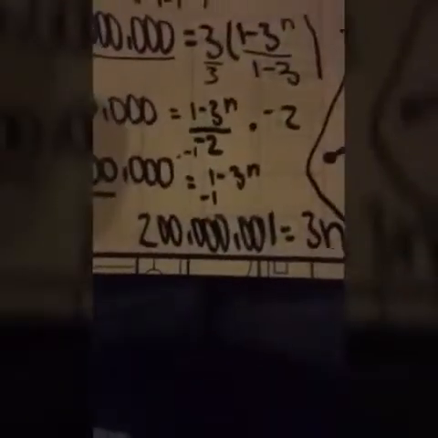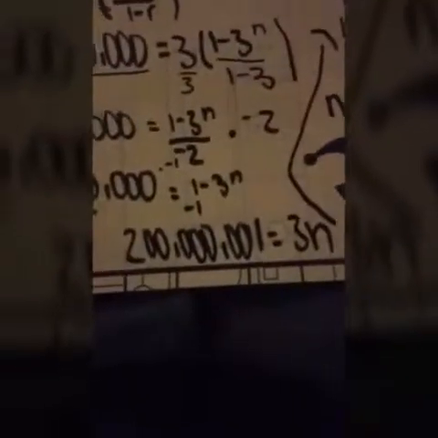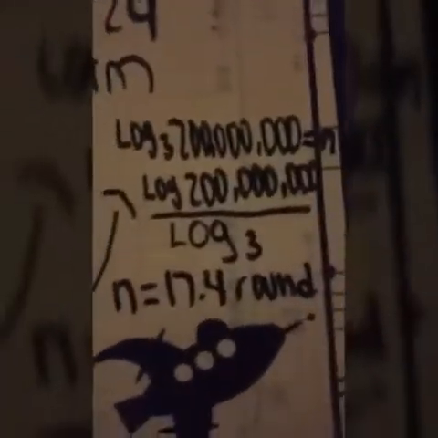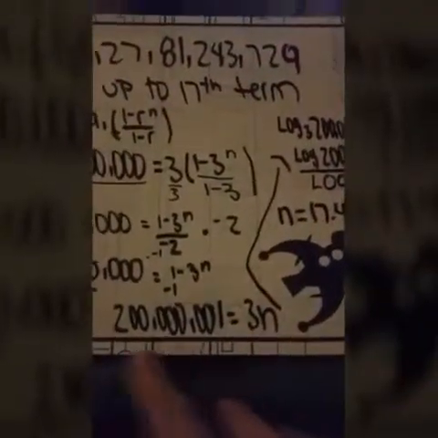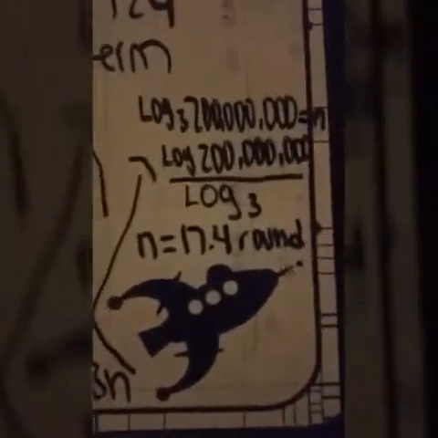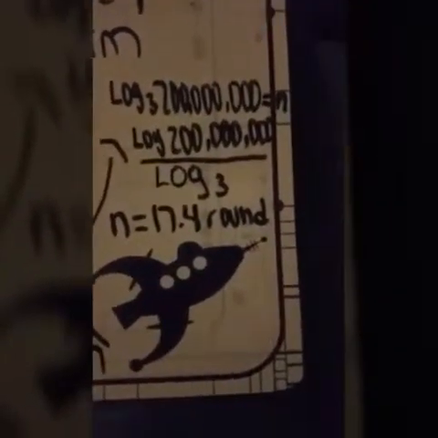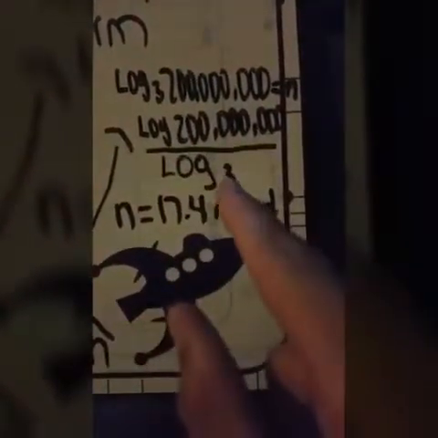So now, not your final equation, you have 200 million and 1 equals 3 to the n. Now from here, you will want to put it into log form. So you would do log base 3, because whatever is right here, the base, you will put for your log, and whatever is on the other side, the number you're equaling to, would be your top number. So log base 3 of 200 million equals n. Whatever your higher number is goes on top, whatever your lower number is goes on the bottom.